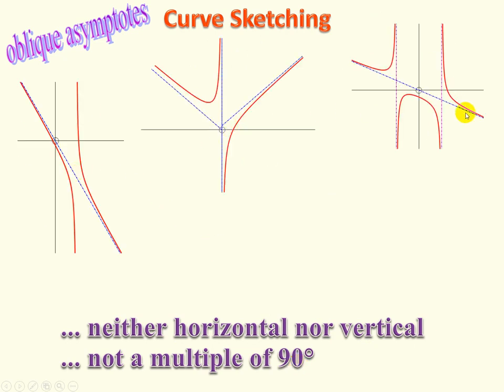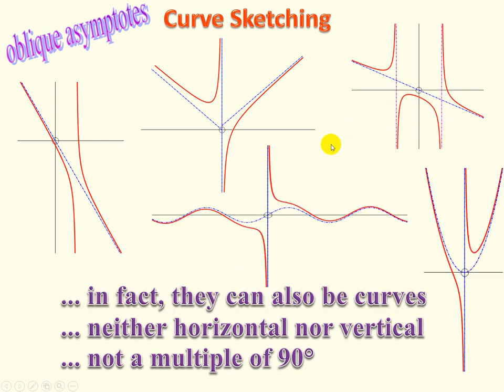Here's some graphs with oblique asymptotes. There we are, getting closer and closer to that line. Here it's approaching that line. It's in fact also approaching the y-axis, approaching another line, and also approaching the y-axis. Here's an oblique asymptote and a vertical asymptote. Here's an oblique asymptote and a vertical asymptote, and then here's one with two vertical asymptotes.